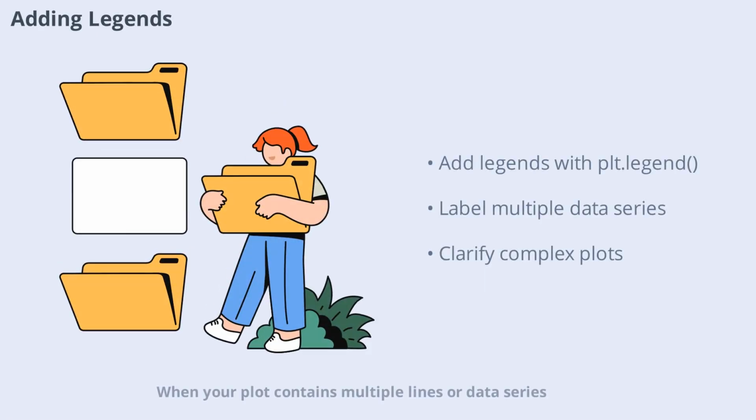When your plot contains multiple lines or data series, legends help distinguish them. Matplotlib makes it easy to add a legend with plt.legend. You can specify labels for each line and the legend will automatically update. This feature is crucial for multi-series plots, making your visualizations more informative and user-friendly.